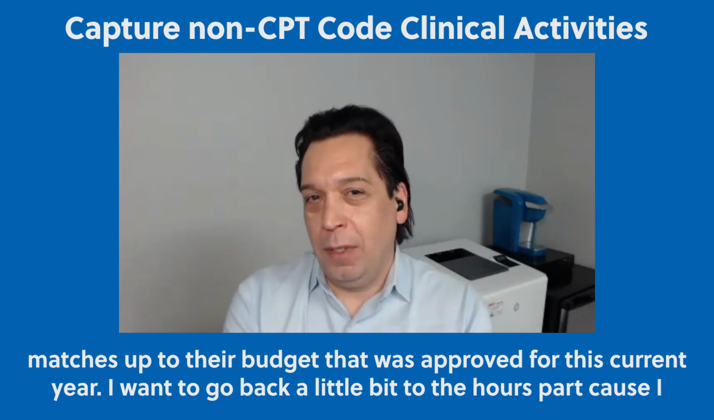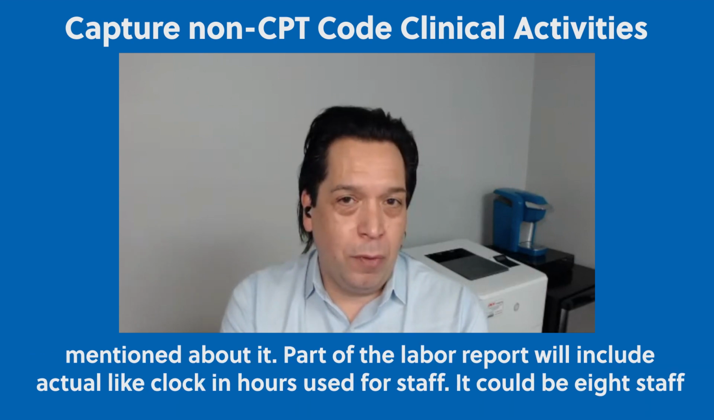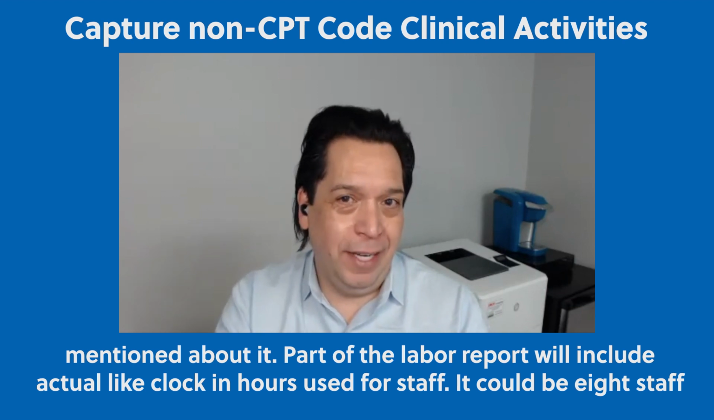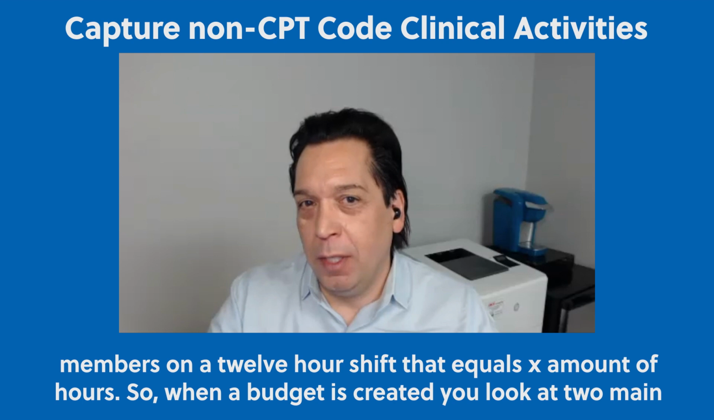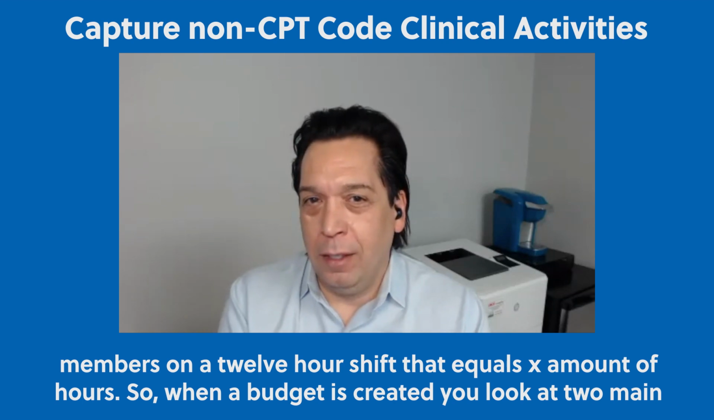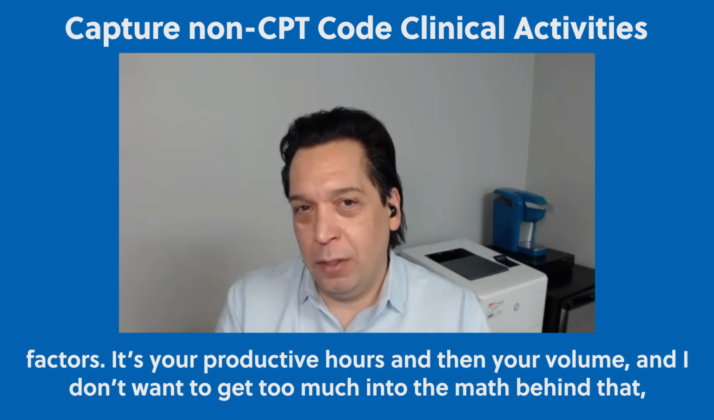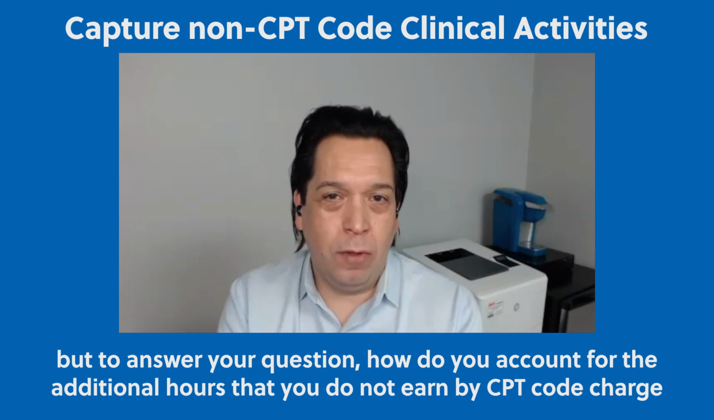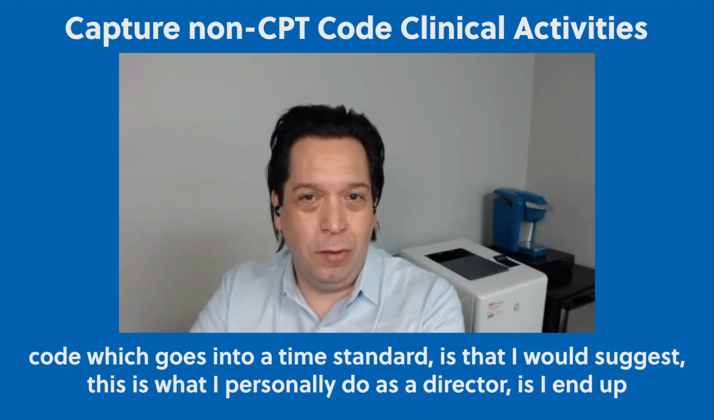I want to go back a little bit to the hours part, because I mentioned it. Part of the labor report will include actual clock-in hours used for staff. It could be eight staff members on a 12-hour shift that equals X amount of hours. So when a budget is created, you look at two main factors: your productive hours, and then your volume. And I don't want to get too much into the math behind that, but to answer your question, how do you account for the additional hours that you do not earn by a CPT code, charge code, which goes into a time standard?